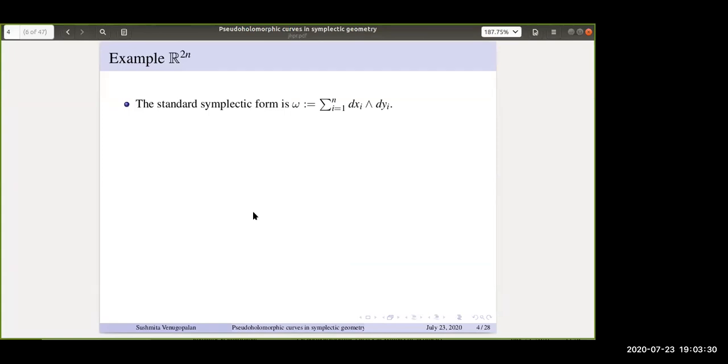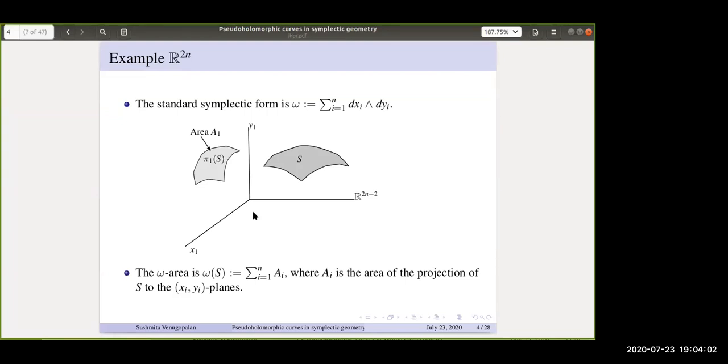So the most basic standard example of a symplectic manifold is even dimensional Euclidean space, R^2n, and the symplectic form on R^2n is what's written on the slide: the summation of dx_i wedge dy_i, summed over all i's. So I'm assuming that the coordinates in R^2n are x_1 through x_n and y_1 through y_n.